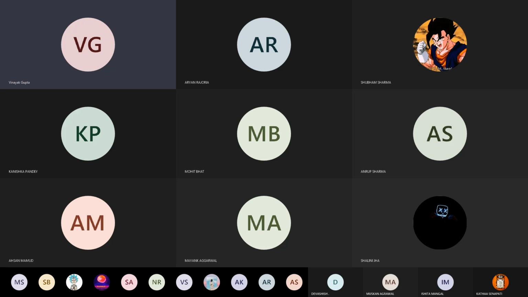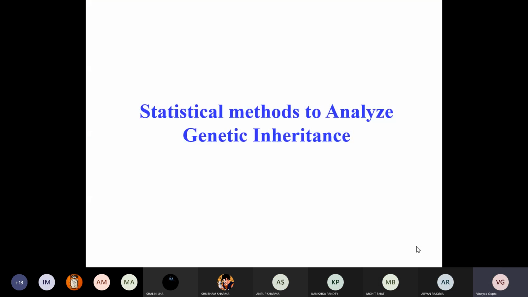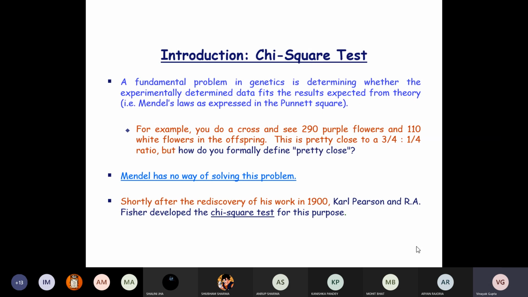Let me share the screen again. So the broad topic is the same. This was the topic, statistical methods to analyze the genetic inheritance. In this series, the first topic was the probability, and the second method is something called the chi-square test. How many of you have taken any statistics course? Can you raise your hands? You must have heard this particular technique, chi-square test.